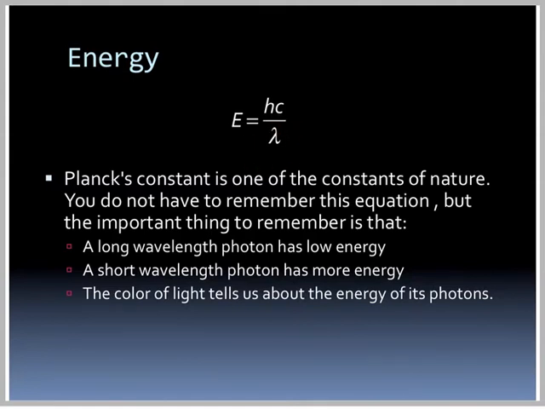Long wavelength means low energy. Short wavelength means high energy. So the color of light tells us about the energy of the photons. Radio waves have long wavelengths, so they don't carry a lot of energy. If they're going through our body all the time, it doesn't really bother us. X-rays have very short wavelength. They carry a lot of energy and can damage the cells in our body.